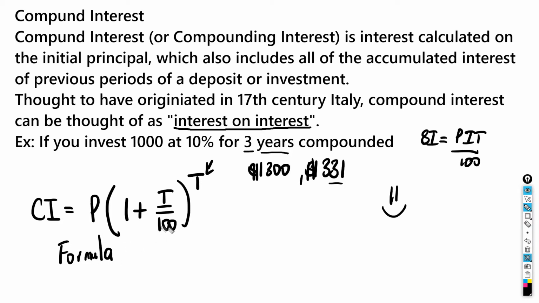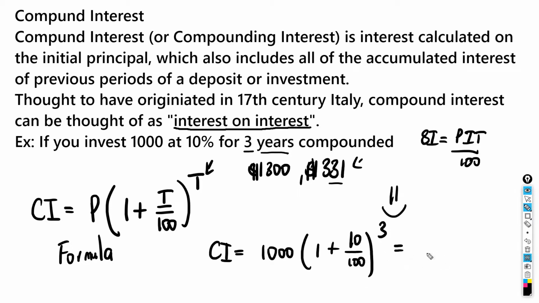Alright, this is the formula. Let's use the formula to find the same answer here. For the compound interest for that same question, we're going to end up with $1,000 times 1 plus I, which is the 10%, over 100 to the T. So it's to the 3 in this case. So you're going to end up with 1,000 times 1.1, the 10 over 100 is 0.1, to the 3.